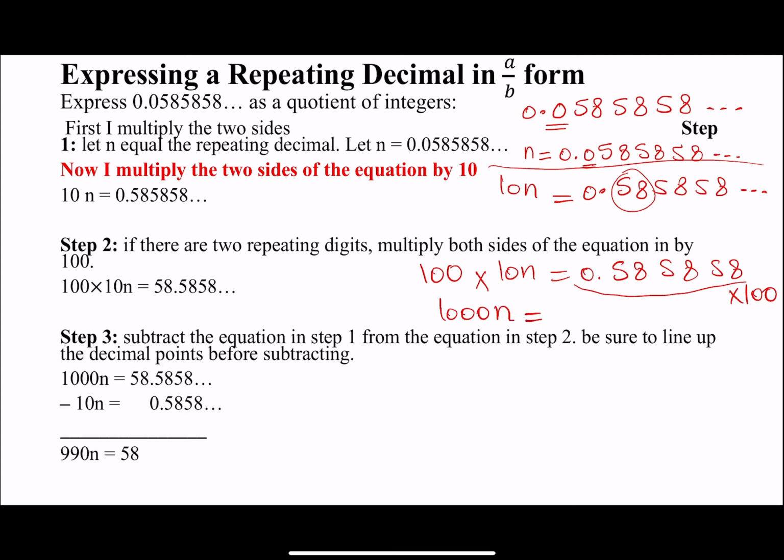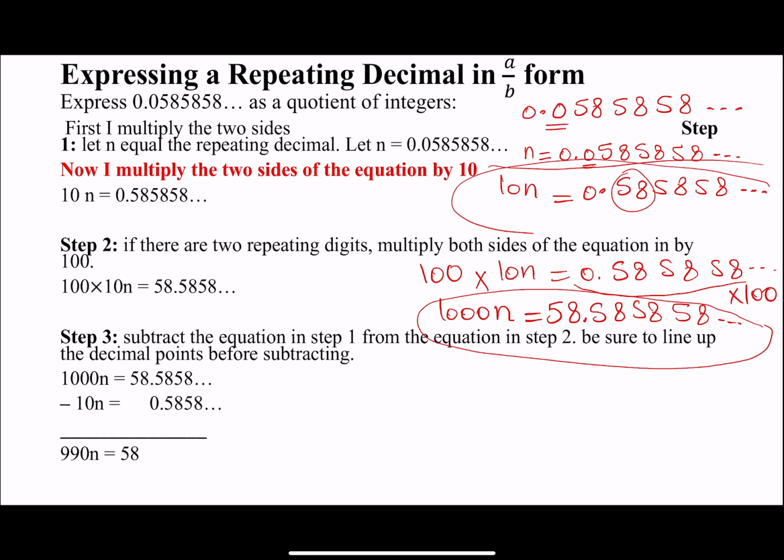On the right side, 0.585858 multiplied by 100 gives you 58.585858, like that. Now I subtract these two equations. So I have 1000n is equal to 58.5858, like that, and the equation 10n is equal to 0.5858.